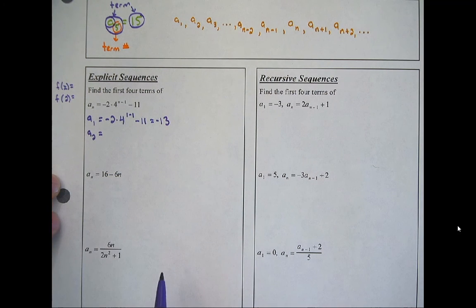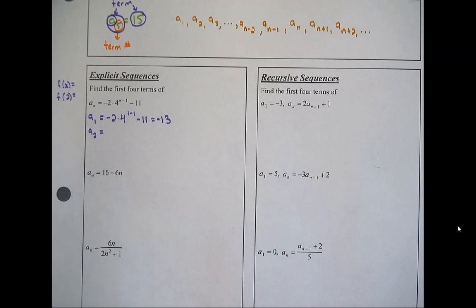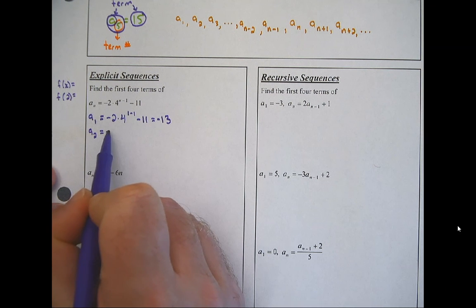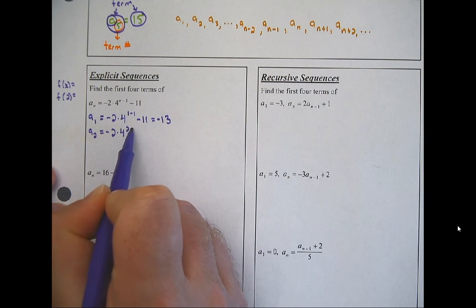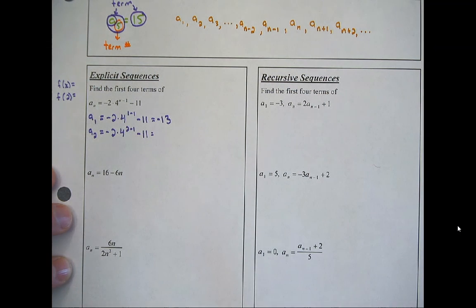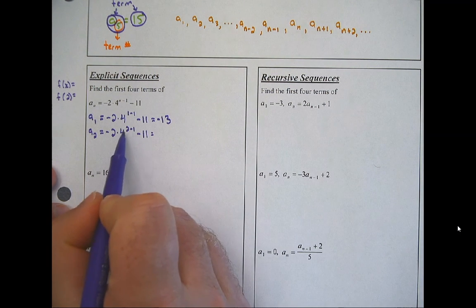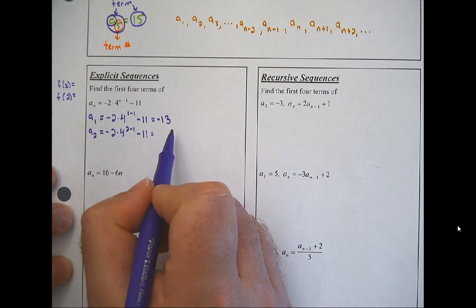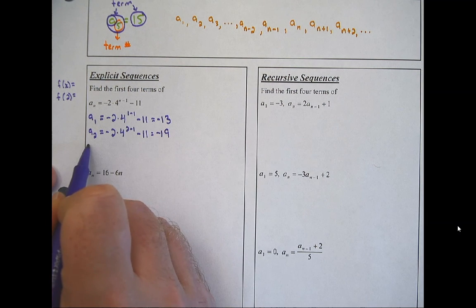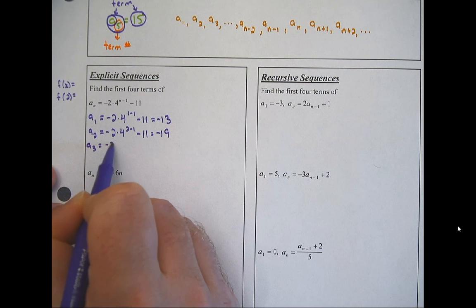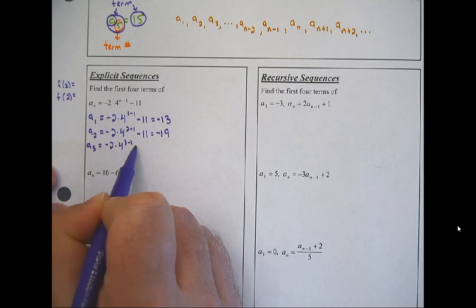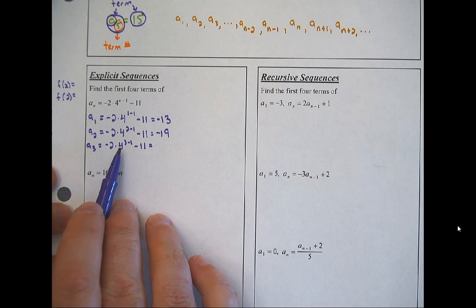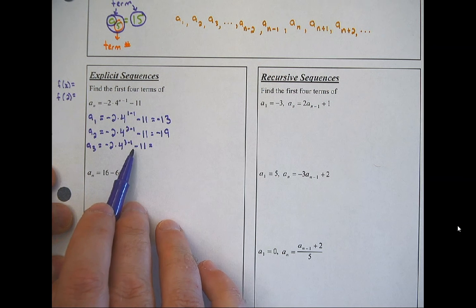Now I want to find the second term. It says find the first 4 terms, and we found the first one. So A sub n becomes A sub 2, and I'm now going to put 2 in for n in my formula. Let's see if we can do this one in our head. 2 minus 1 is 1, so that's 4 to the 1, which is 4. 4 times negative 2 is negative 8. Negative 8 minus 11 is negative 19. If I want to find the third term, negative 2 times 4 to the 3 minus 1, minus 11. This might be getting a little bit tougher. That's 4 squared, so that's 16. That's negative 32, so that's negative 43.